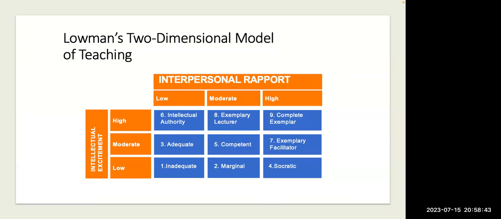If you are high in interpersonal rapport, but low in intellectual excitement, you're Socratic. And I explain the word Socratic. That means I do not hesitate to ask a question from you because I feel very close to you, but I'm still not understanding as well as I should. I gave you the example, Socratic is question answer model. It's a whole methodology of teaching. Socratic method of teaching is used very much for people with special needs.